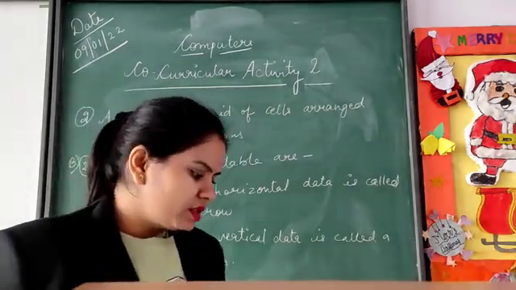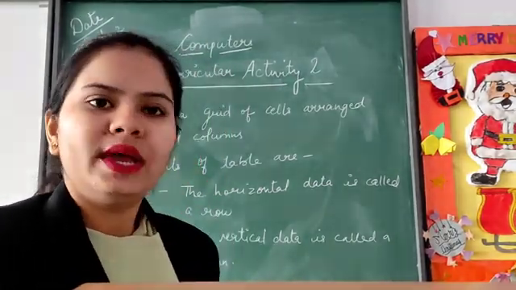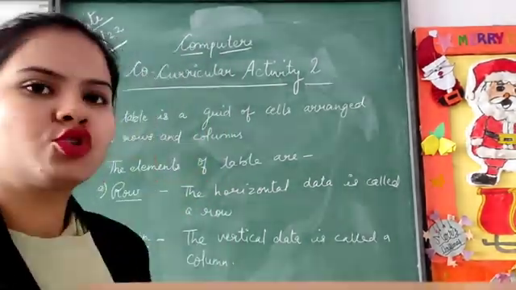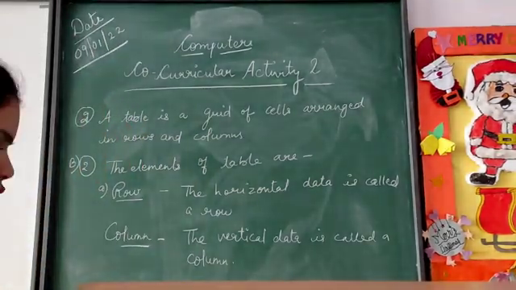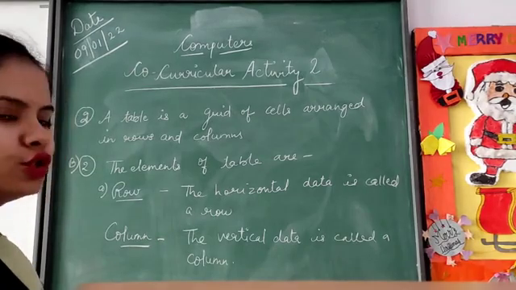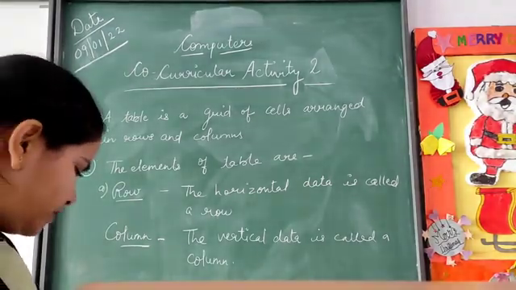So this is the answer of this question. What are the elements of table? There are two elements of table. The first one is row, second one is column. So here, now we have to write down the answer in brief. So we will write down the definition of row as well as column.